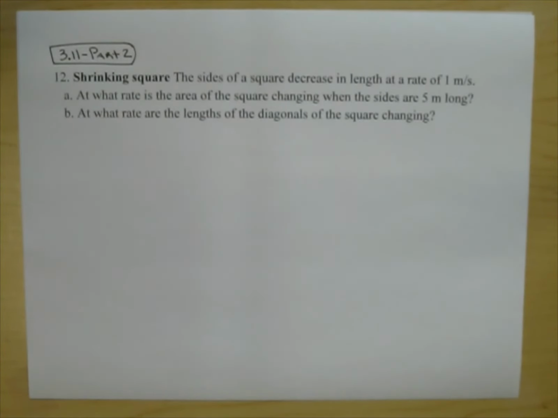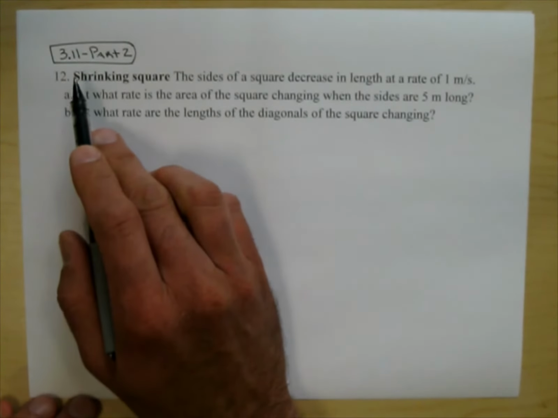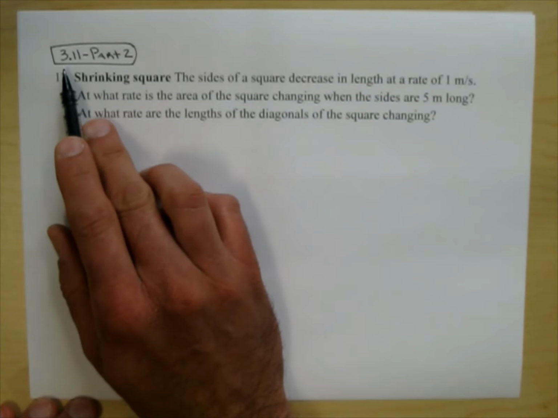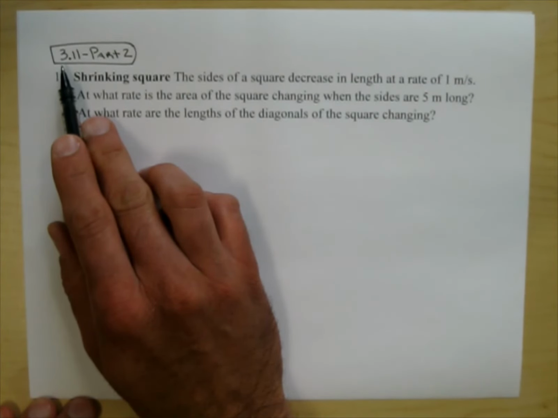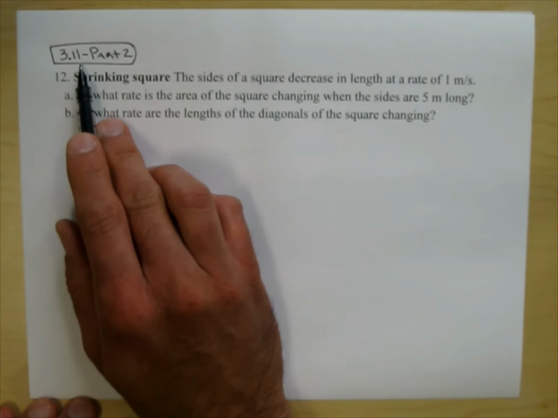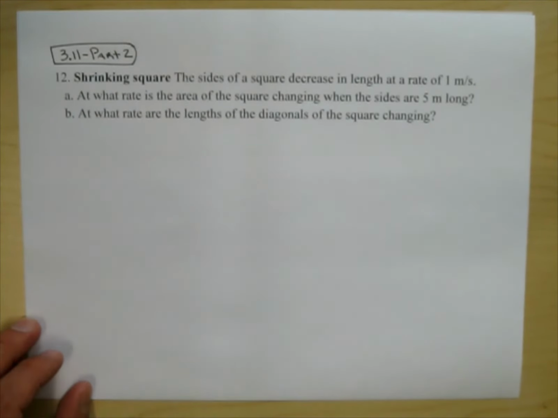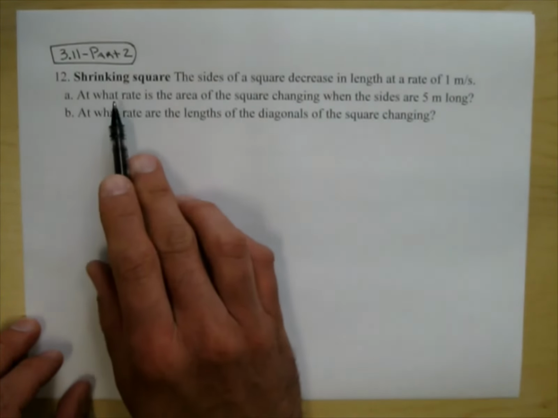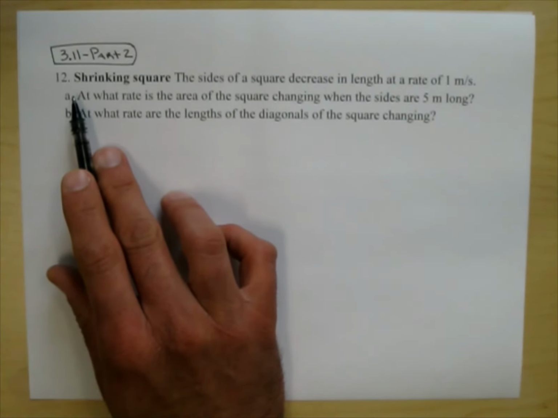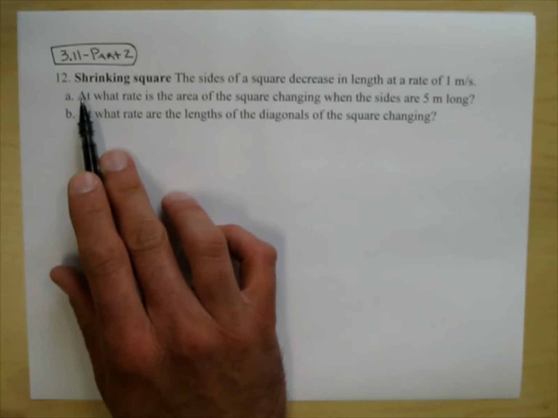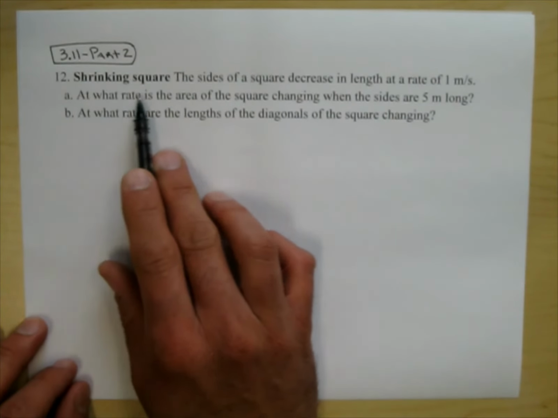265A, Cuesta College. I'm Joe Vasta. And in this lecture we're going to cover part 2 of section 3.11. So we're doing some related rates, and we're looking at this problem here, which is number 12 in the book, shrinking square.